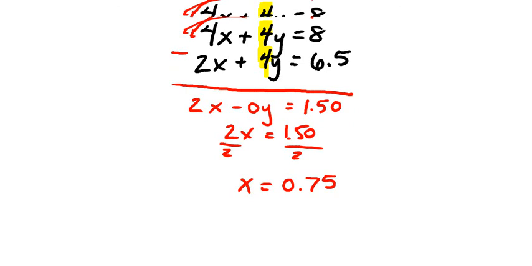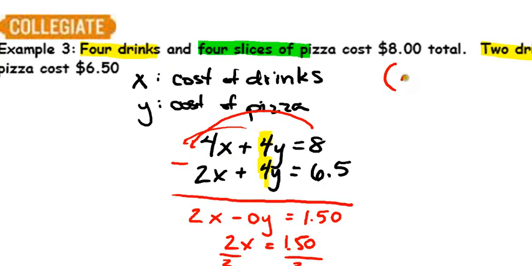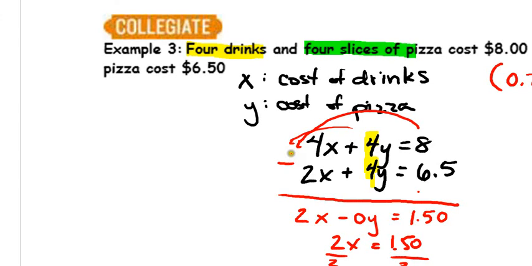I'm just going to start my ordered pair up here. That was x, so that's 0.75. I need to go back and figure out how much the cost of each pizza is. So if each drink is 75 cents, then I can use, let's use the first equation. So we're going to pick 4 times x, which is 0.75, plus 4y equals 8. I'm choosing that first equation. You can choose either one. I'm choosing the first one just because of the whole numbers I'm dealing with.